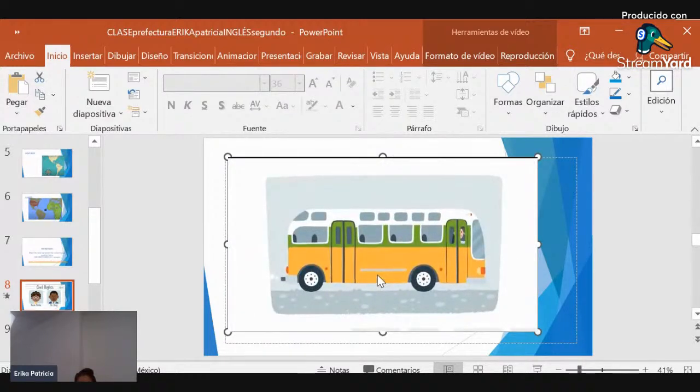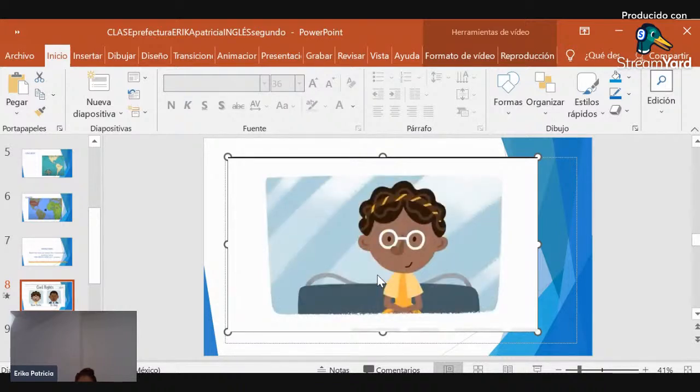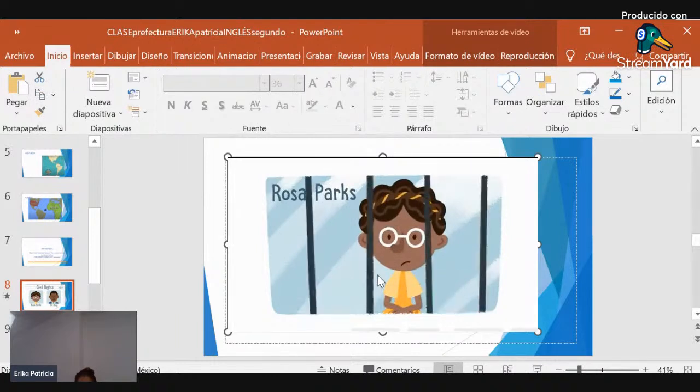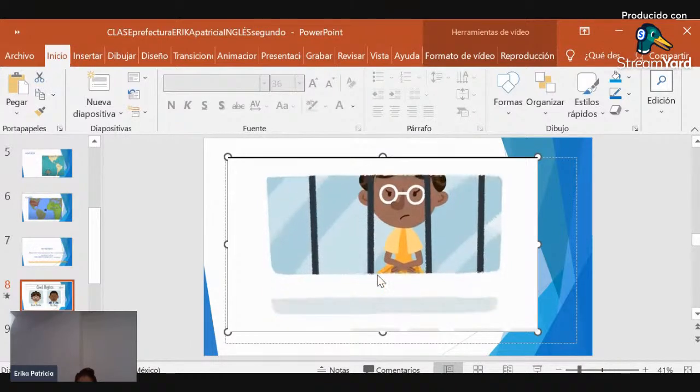During the 1950s, buses were segregated. White passengers sat in the front, while black passengers sat in the back. One day, a brave woman named Rosa Parks refused to give up her seat to a white passenger. When she disobeyed, she was arrested and sent to jail.